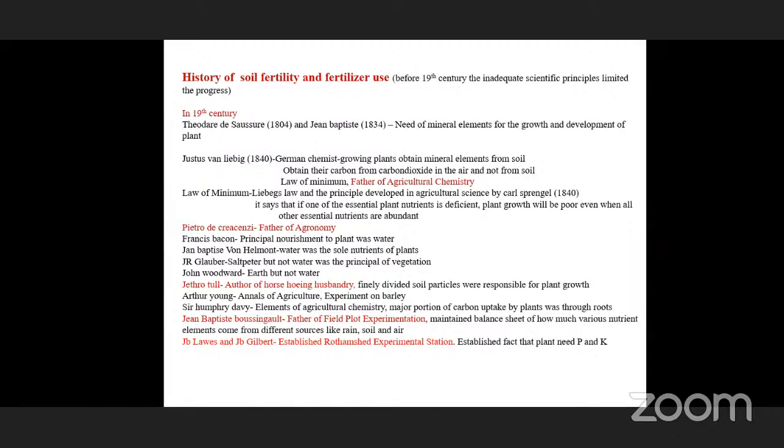And then Jean-Baptiste Boussingault is known as the father of field plot experimentation. He maintained a balance sheet of how various nutrient elements come from different sources like rain, soil, and air. After that, Lawes and Gilbert created a scientific world by saying that plants need phosphorus and potassium, and they established the Rothamsted Experimental Station.